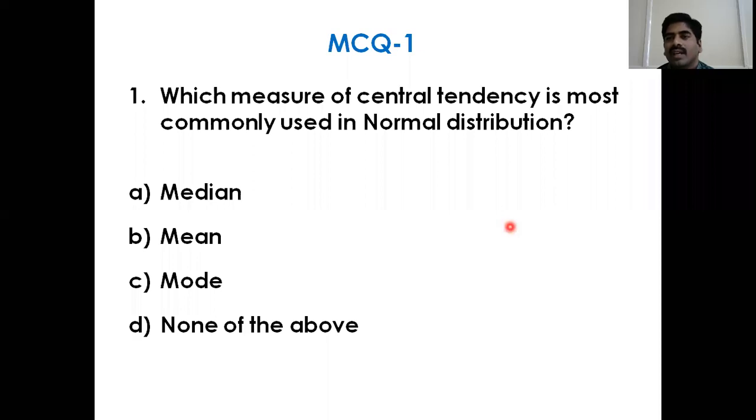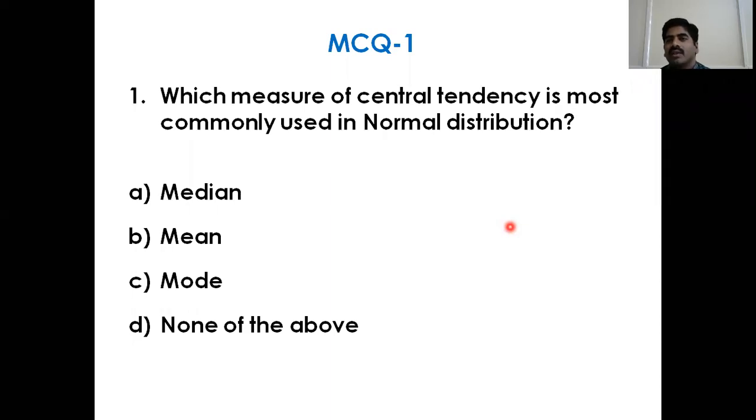Write down a number 1 and answer. Okay. Which measure of central tendency is most commonly used in normal distribution? Write question number and answer.